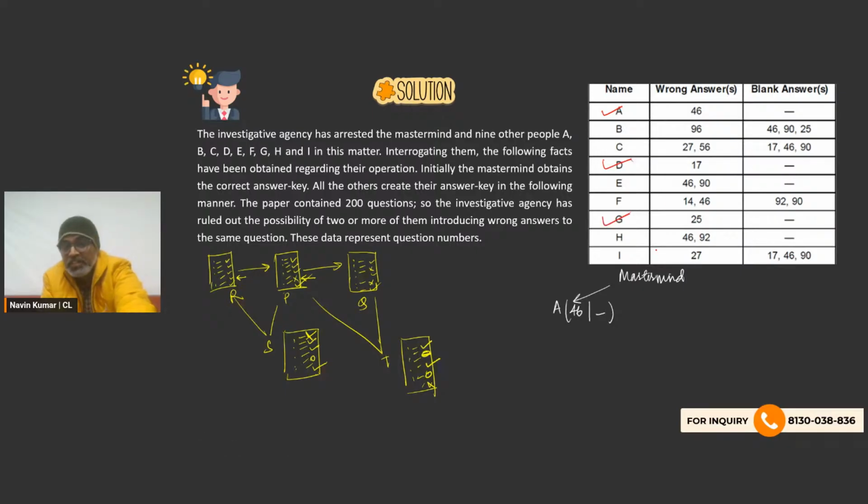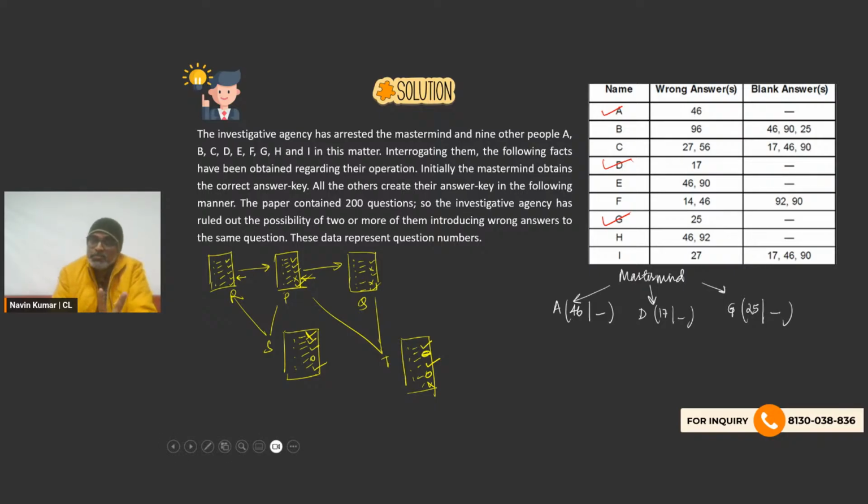So A, D, and G are all just below the mastermind, as in they have copied from the mastermind. So D has made the mistake in question number 17, and there is no blank. And G has made the mistake in question number 25, and there is no blank.